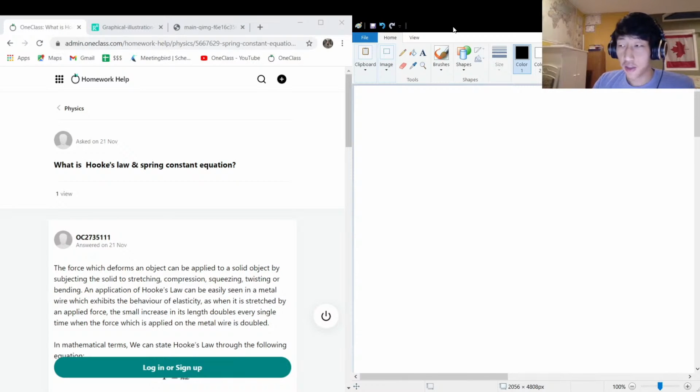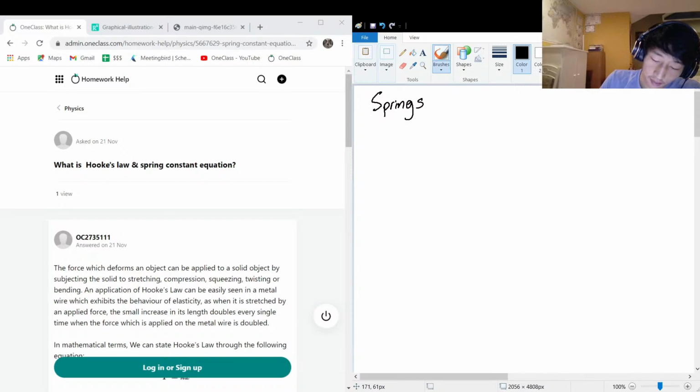The next question that we got on the menu today is asking, what is Hooke's law and the spring constant equation? So Hooke, that was a scientist. That was pretty smart way back in the day. And Hooke's law is basically all about springs. Springs, not the season, but like these things. If you got any mechanical pencils, they probably got springs inside. If you ever got a pogo stick, there's definitely going to be a spring in there.